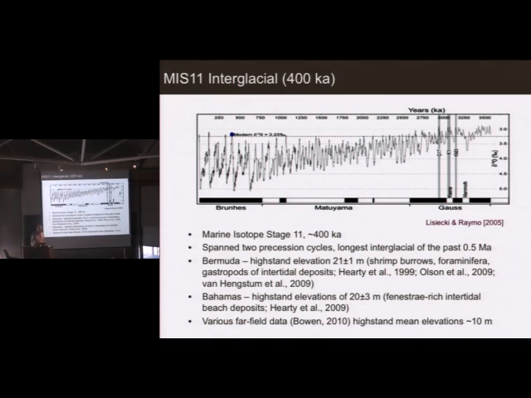Now, why have I talked about all of this? Because of MIS11. That's an interglacial. And I want to talk to you about what is still a very contentious debate based on two observations. 400,000-year-old beaches in Bermuda and the Bahamas are now seen to be 20 meters above present-day sea level. You can go there. They're easy to measure. The fact that they're uplifted, they're well preserved. There's no debate that beaches of MIS11 age now appear 20 meters above sea level.